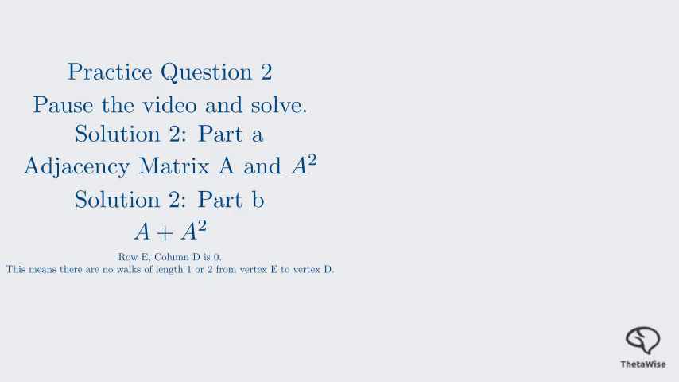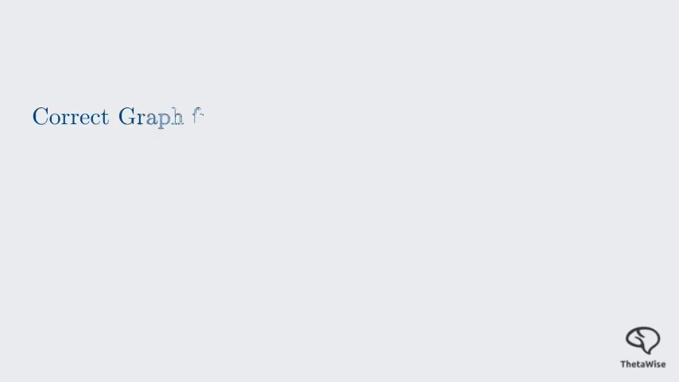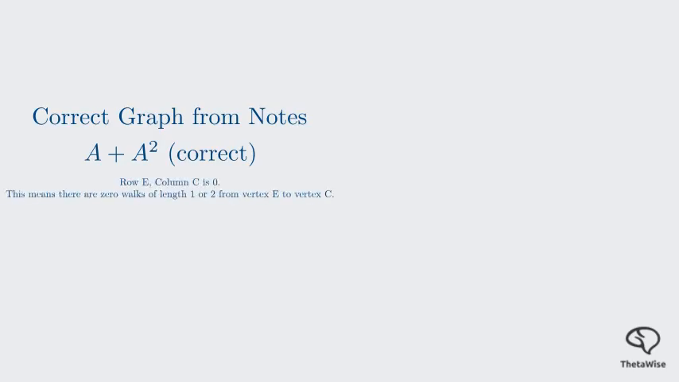But wait, our matrix says 0. This is a crucial point that tests our understanding. The graph I'm showing you is different from the one in the notes. Let's solve the original problem. Here's the correct graph. Its adjacency matrix A and A squared are different. The total adjacency matrix, A plus A squared, also has zeros. For example, the entry for row E, column C, is 0. This means there are 0 walks of length 1 or 2 from E to C.